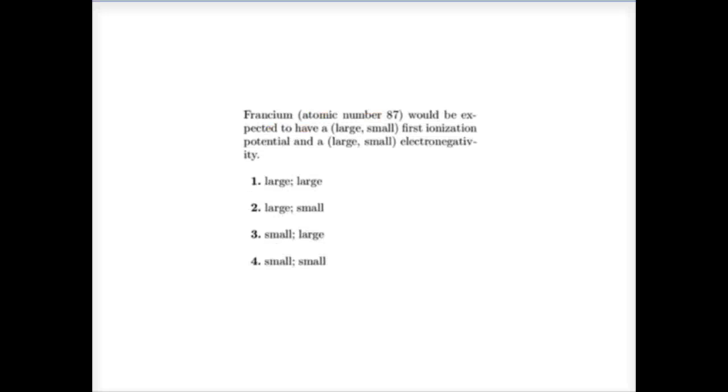So here's the next one. Pause the video, answer the question. So you should have gone and found it on the periodic table. Notice that francium is all the way on the bottom left of the periodic table. So that means that it's going to have a very large atomic size. And if the atom size is large, then that means the ionization energy is small and the electronegativity is small. So the answer here is 4.